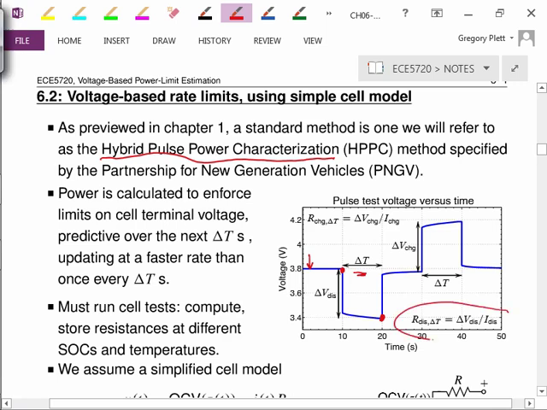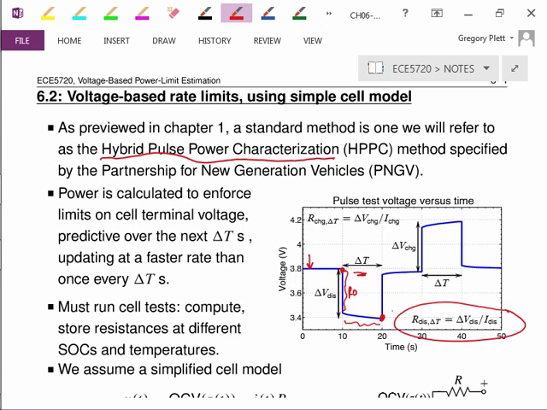And we compute this equivalent series resistance that, as you notice, has the R0 term in it, but it also has diffusion resistance terms built into it too, because the voltage does change over those delta t seconds, primarily because of the diffusion voltages changing, but also somewhat due to the OCV changing.